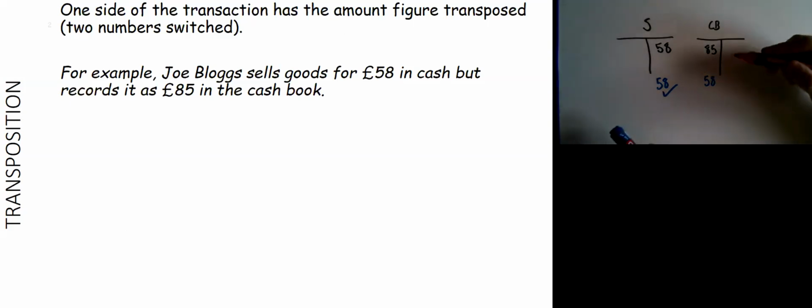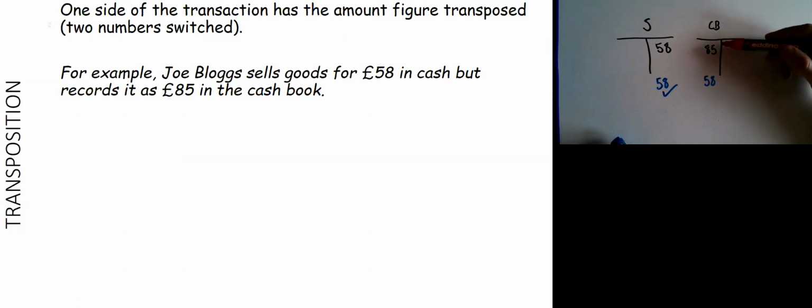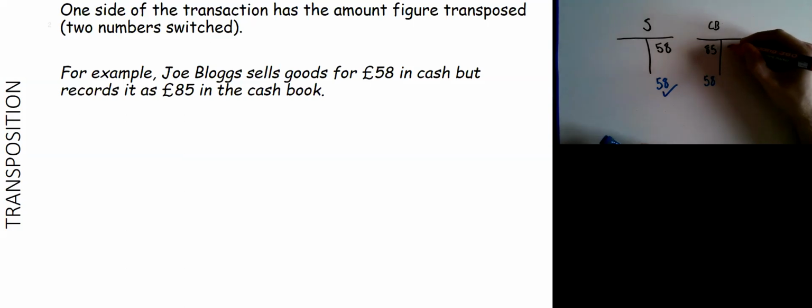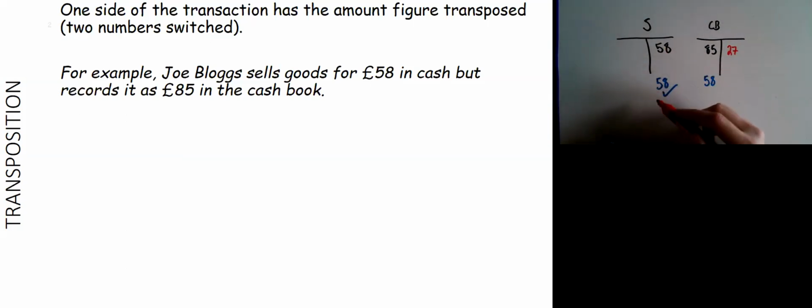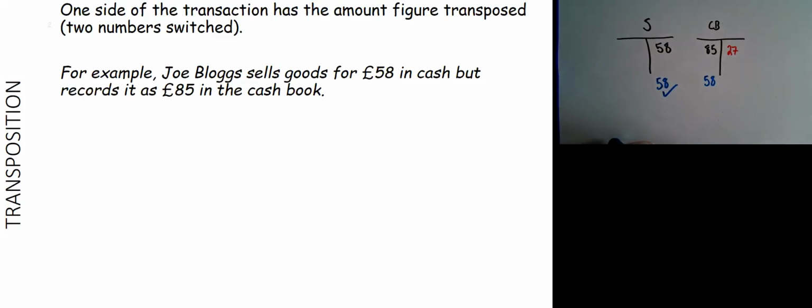But on this side, to get from 85 to 58, we need to reduce it. I can't put a minus on this side. We can't put negative numbers inside an account. Instead, we put an entry on the other side. To get from 85 to 58, we take away 27. So I'm going to put 27 on that side. I don't need to do anything to this account. I just need to put 27 on that side. My red is what I'm doing to fix it.